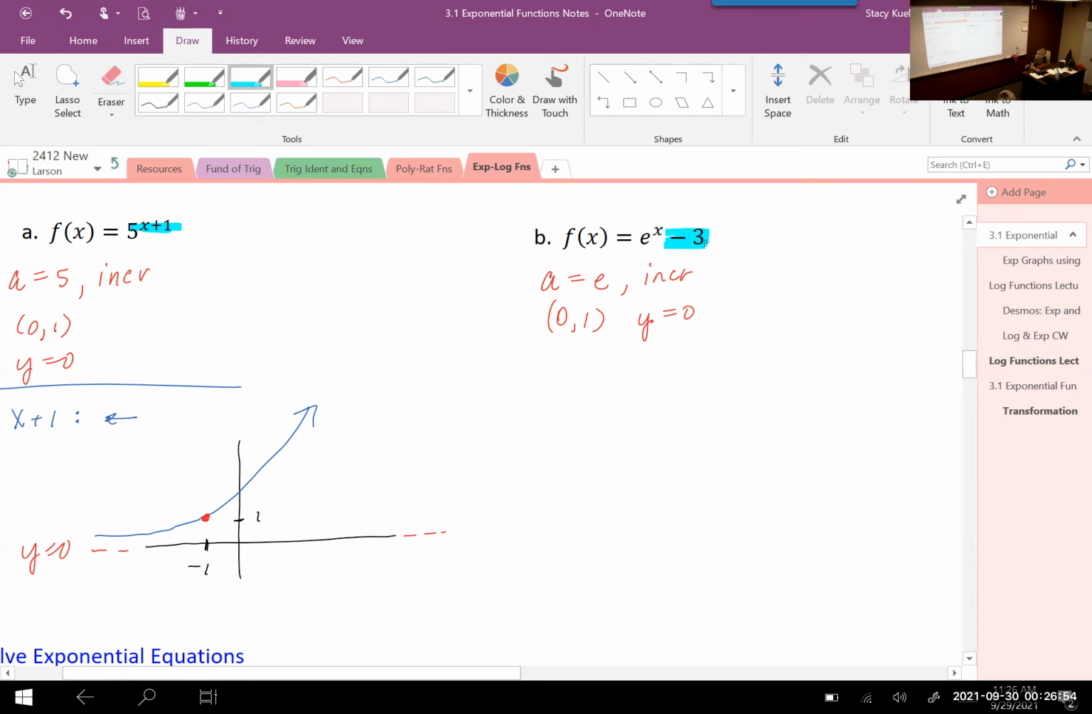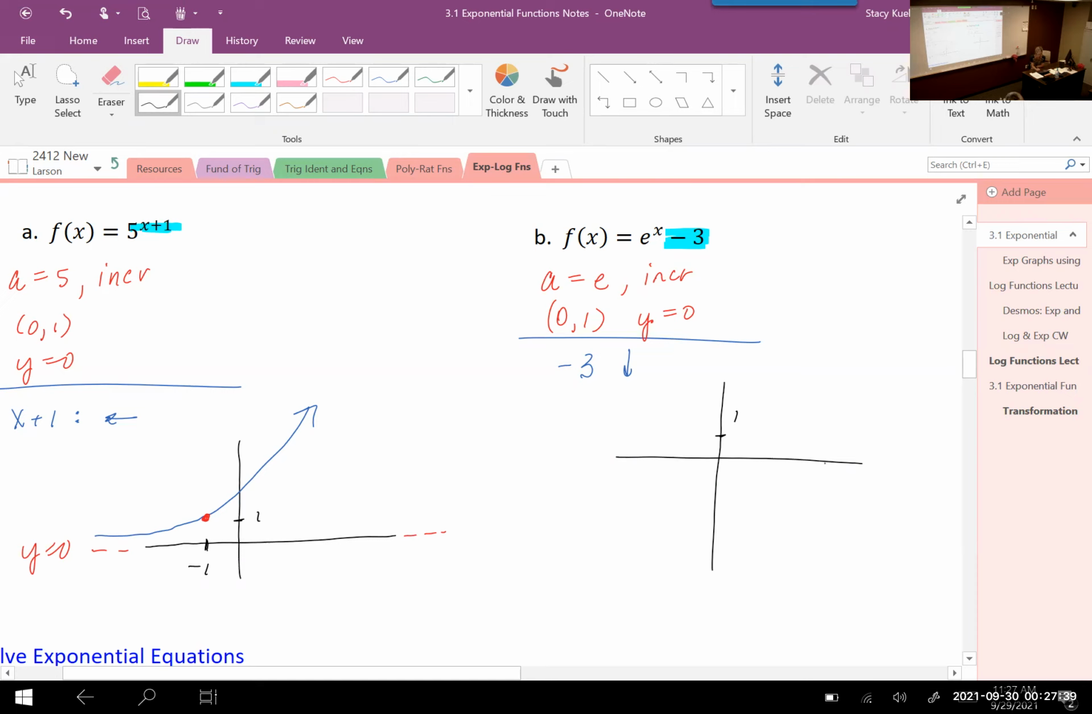Now, what effect does that minus 3 have on this function? It shifts it down by 3, correct? That's subtracting or adding outside of the function, right? It's outside of where the variable x is located. So this is going to shift it down by 3. I had my original point here at (0, 1). I also had my original asymptote at y equals 0, correct?